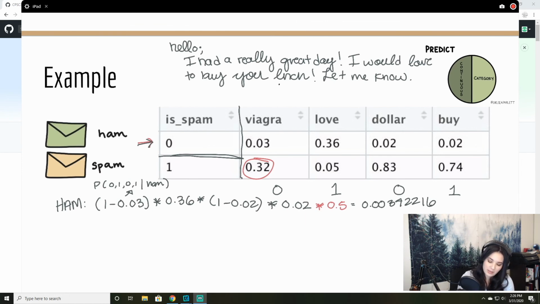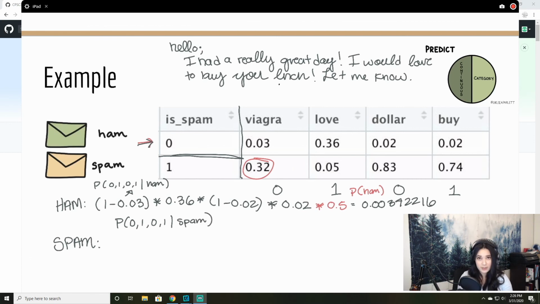So now we can calculate the probability of the email being spam. And actually, let me just label that part. So this part, change back to pink, this is P ham. Okay. So now we have to calculate P of 0, 1, 0, 1 given that the email is spam. And because of our assumption of independence, remember, we're just multiplying all of these probabilities together.